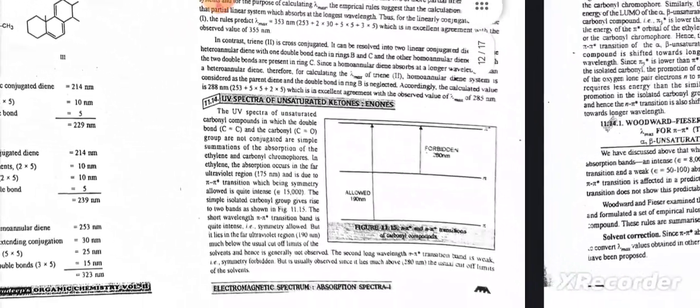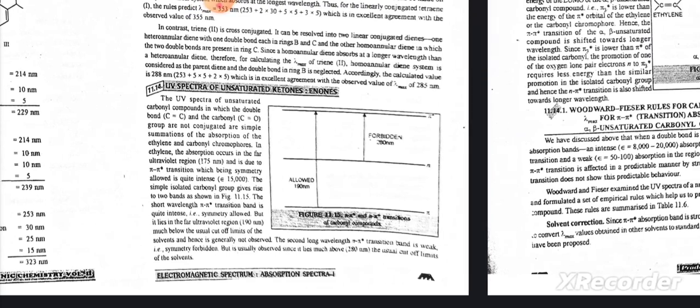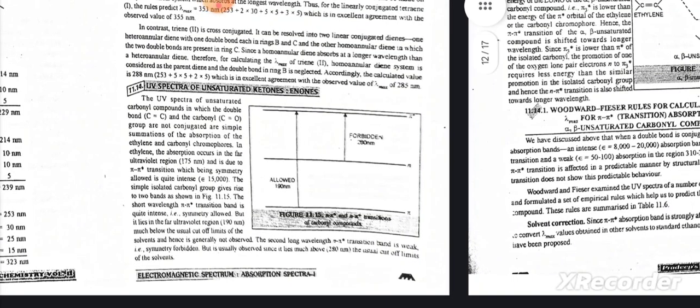The simple isolated carbonyl group gives rise to two bands, as shown in the figure. The short wavelength pi to pi star transition band is quite intense, that is symmetry allowed, but it lies in the far ultraviolet region, much below the usual cut-off limits of the solvents, and hence is generally not observed. The long wavelength n to pi star transition band is weak, that is symmetry forbidden, but usually observed since it lies much above 280 nanometers, the usual cutoff limit of the solvents.